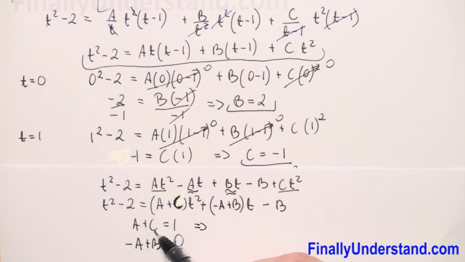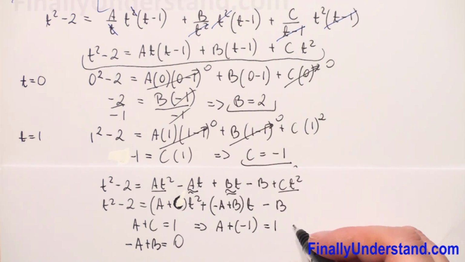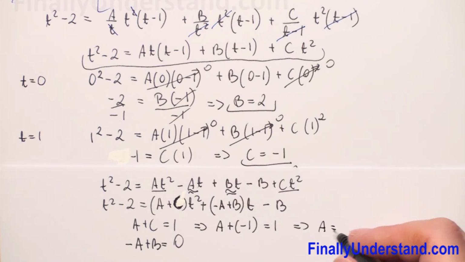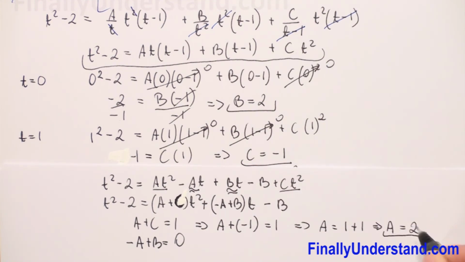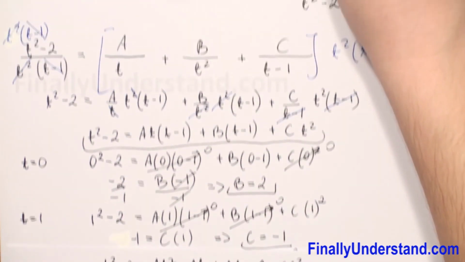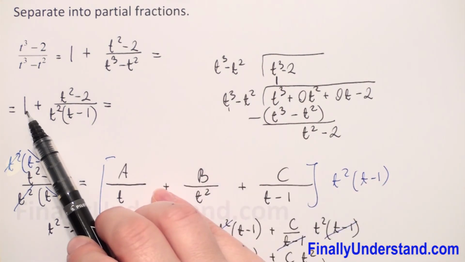When we substitute c by negative 1, we will have a plus negative 1 is equal to 1. So it means, I will move negative 1 to the right side, that a is equal to 1 plus 1, so a is equal to 2. So we found a, and we have c and b, so we can rewrite our original fraction as a sum of these partial fractions. But don't forget about this one.